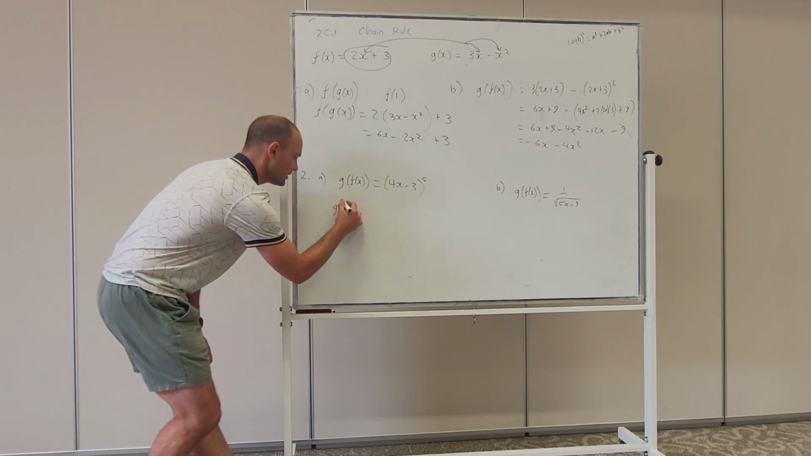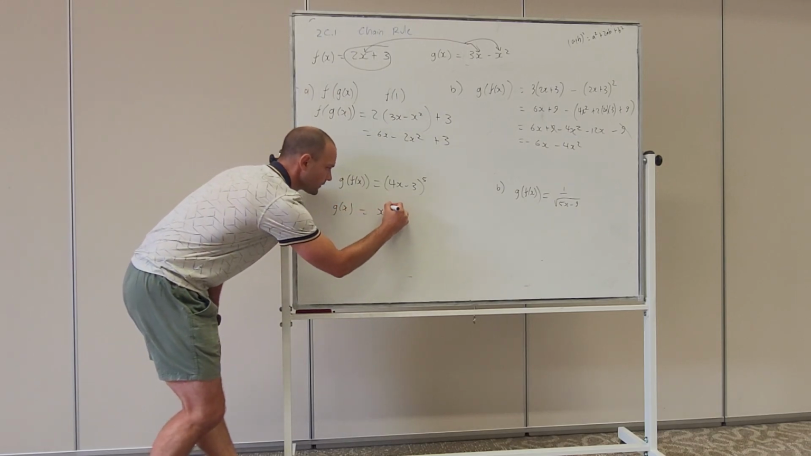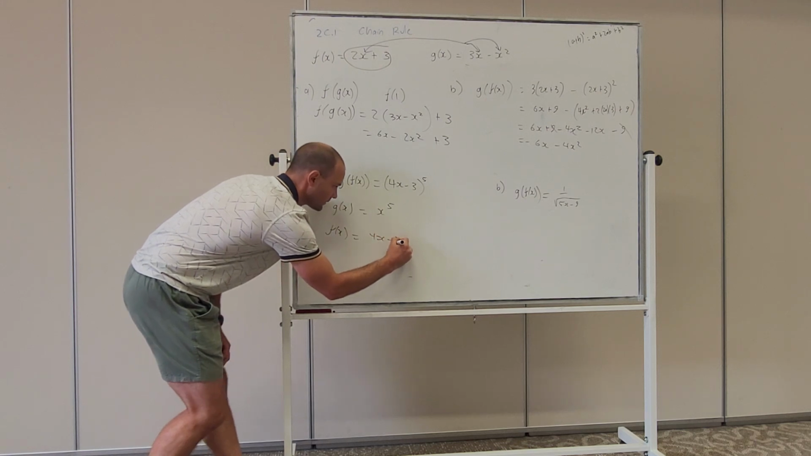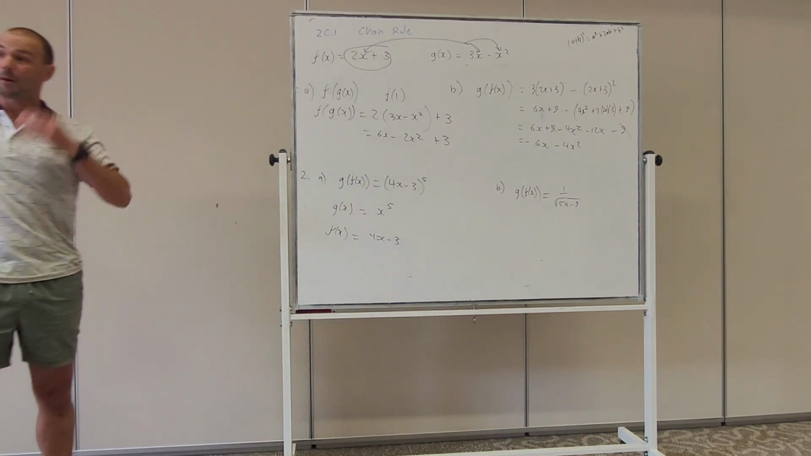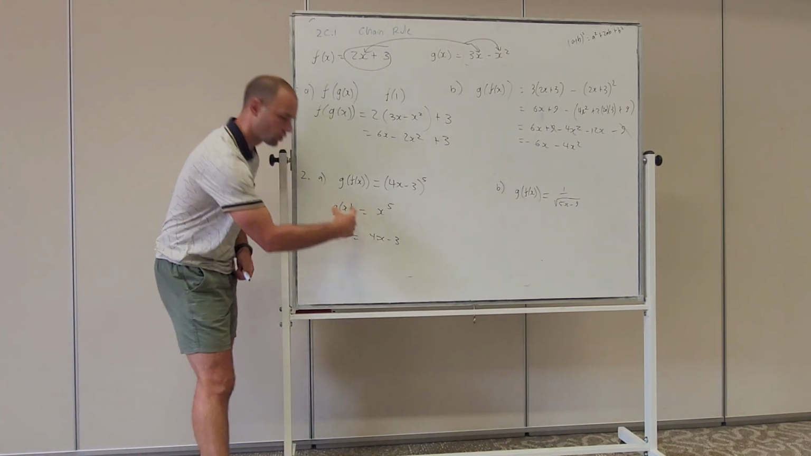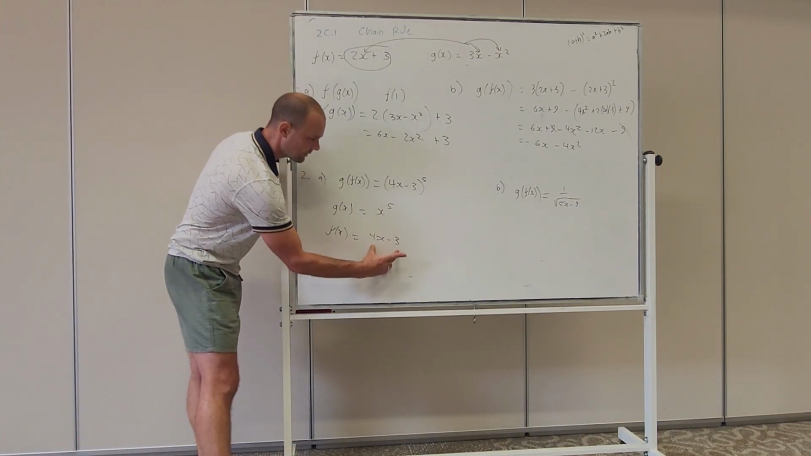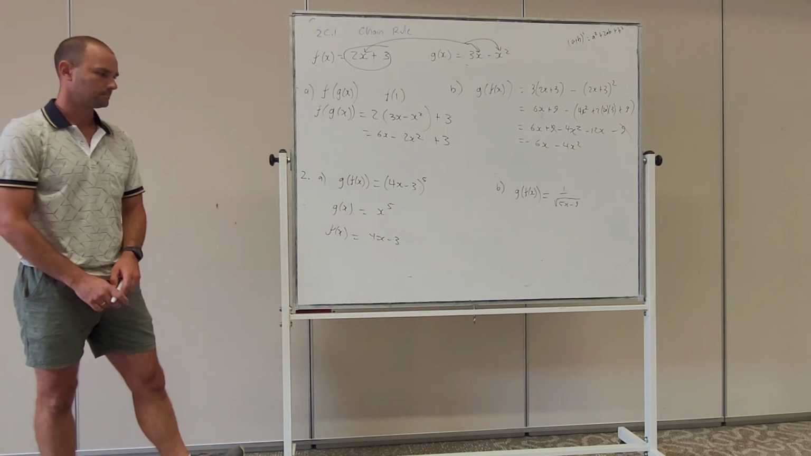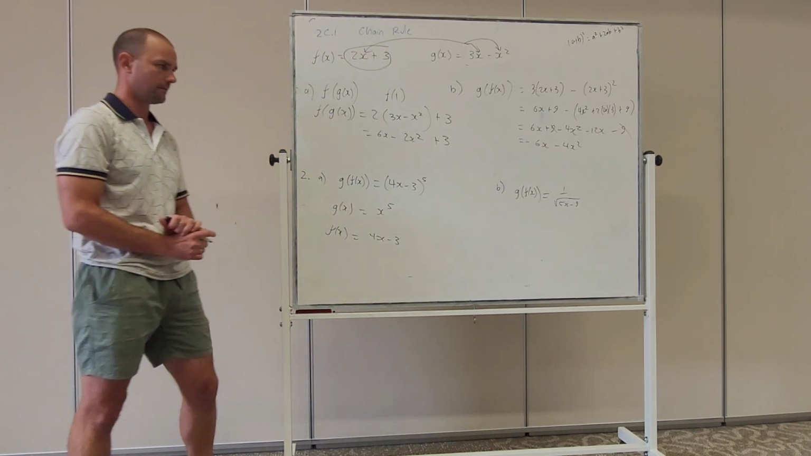So here we have g of x is x to the 5, and f of x is 4x take 3. So now you can see if we have g of f of x, what's happening is g of x is gobbling up f of x, it's going to eat it, so we have 4x take 3 in the brackets there to the power of 5. This would be the composite function.